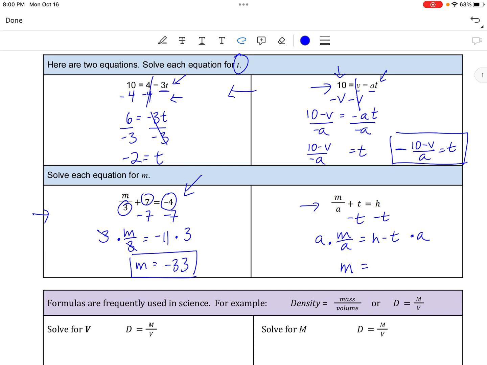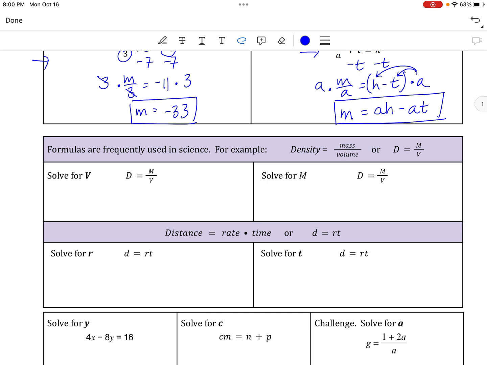Now here, when we multiply a whole side of an equation, we have to multiply everything by that. So we're going to end up having to distribute that a to both terms. So that's going to be a times h minus a times t. So here we have solved that equation for m.